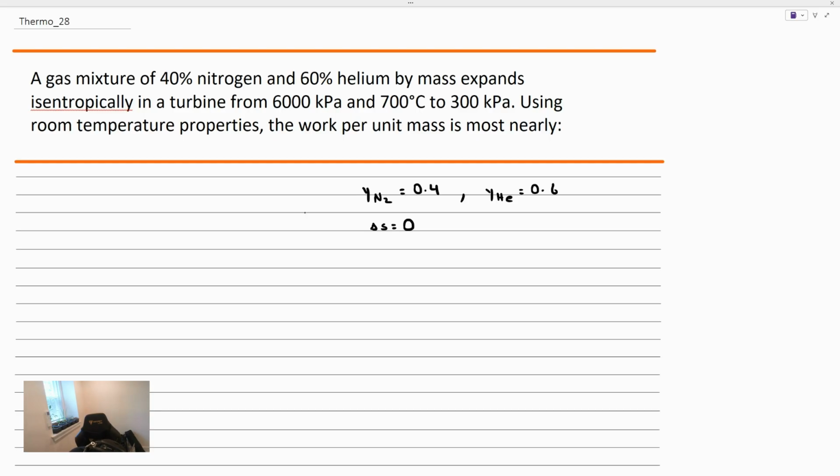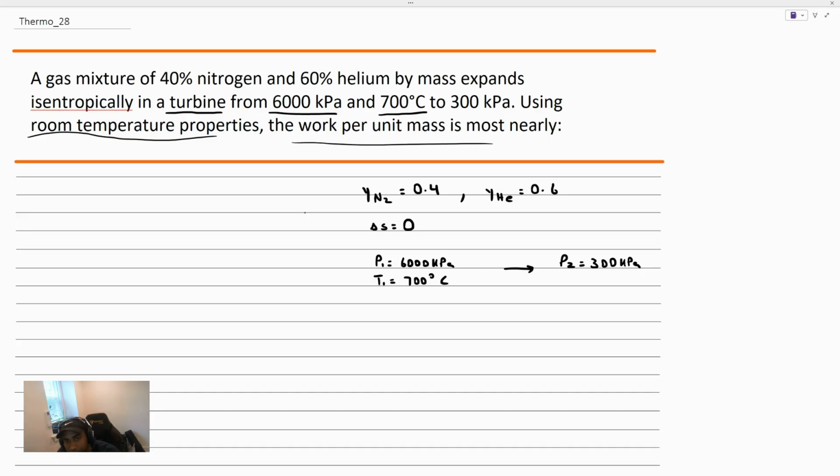We're expanding isentropically in a turbine from 6,000 kPa and 700 degrees C. So I'm given my initial state, P1 equal to 6,000 kPa, and a temperature at state point 1 equal to 700 degrees C. I move through that turbine. I end up at a different state point, a pressure at state point 2 of 300 kPa. So I'm expanding in that turbine. I'm told to use room temperature properties and find what the work per unit mass is.